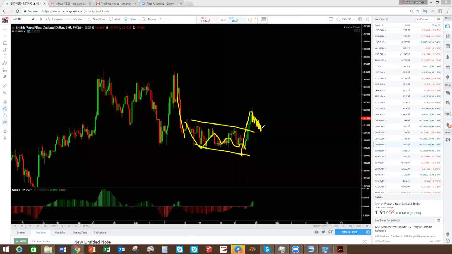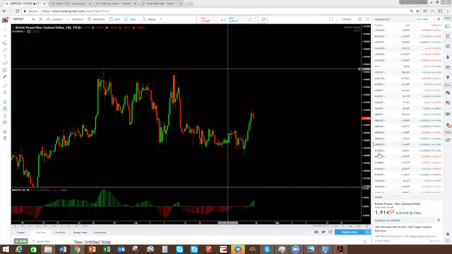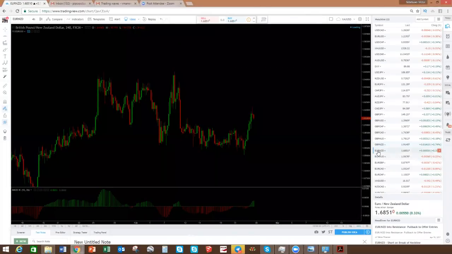And typically these V patterns correct with a sharp move, and you will think that it's reversing again. So when you get this move, be ready to take it back up to that level. So that's pound New Zealand, euro New Zealand. Now we're doing the euros.